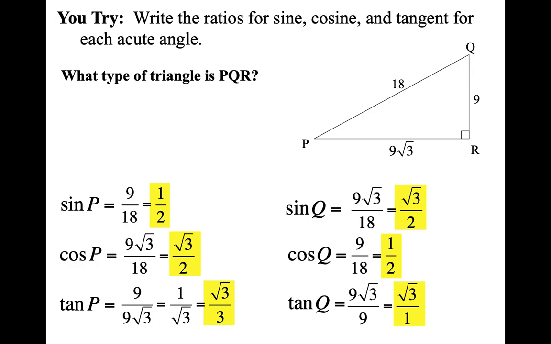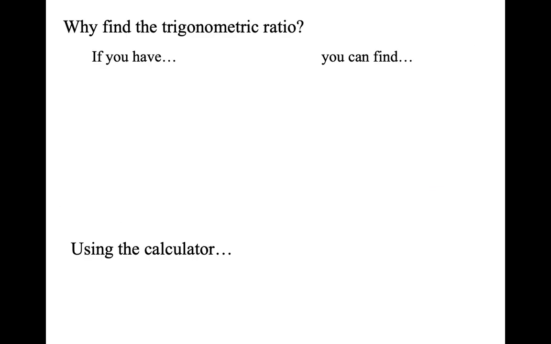Again, if you need to review your special right triangles, how did I know that this was a 30, 60, 90? You need to go on the class website, go to Chapter 9, Lesson 3, Special Right Triangles. If you need to practice rationalizing the denominator, you'll find that in the lesson there as well.